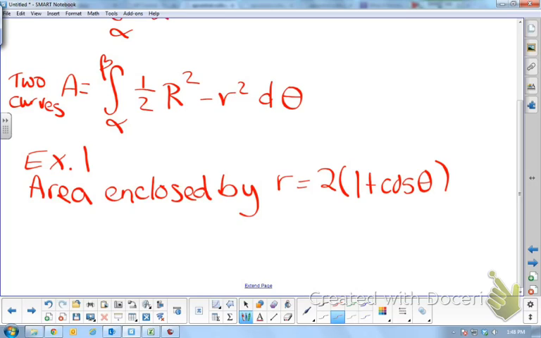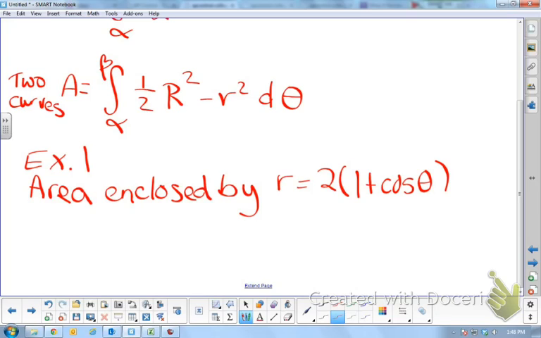Now, if you're lucky, they'll tell you the bounds. There are problems where they say, find the area in the third quadrant. What would my bounds be if I was in the third quadrant? It would be from pi to 3 pi halves. Yep, third quadrant.